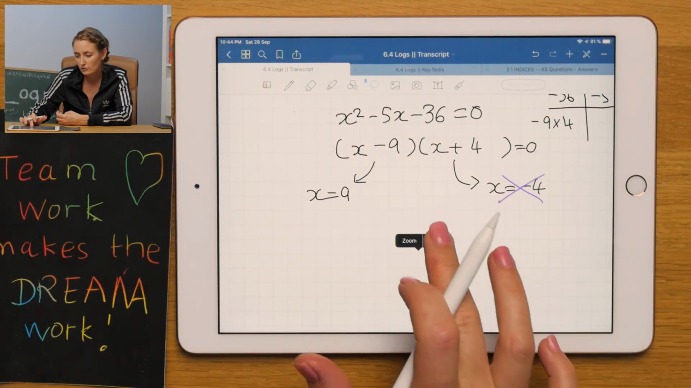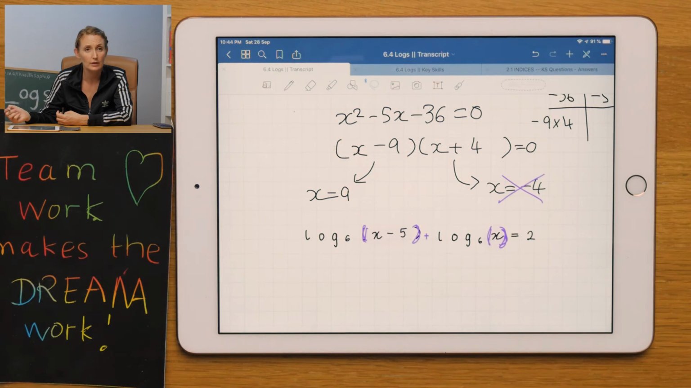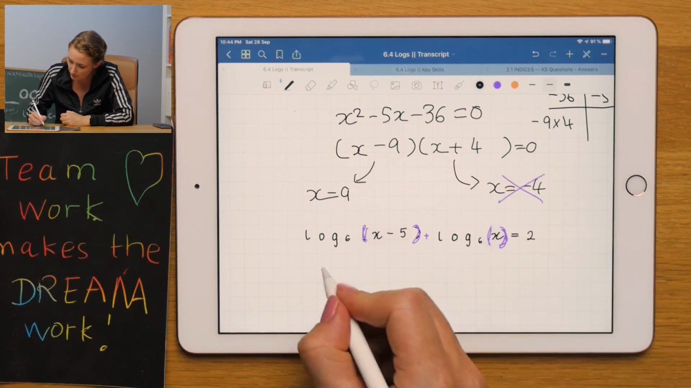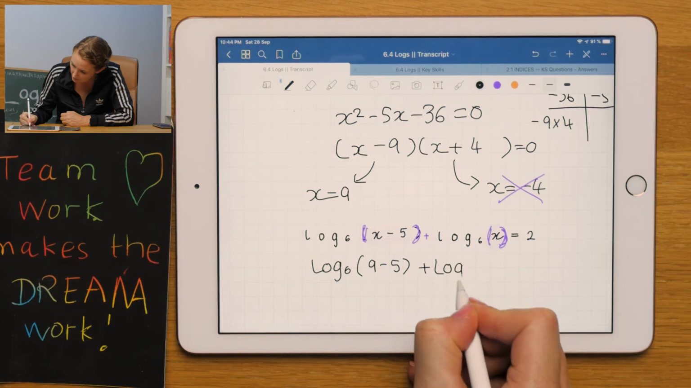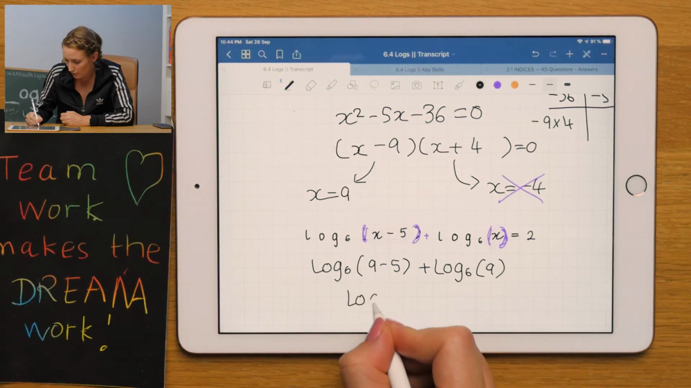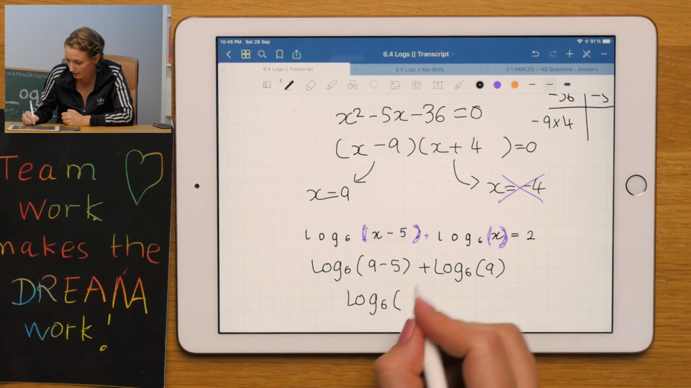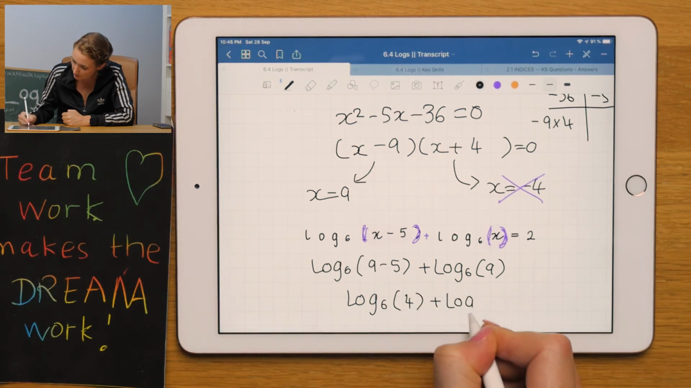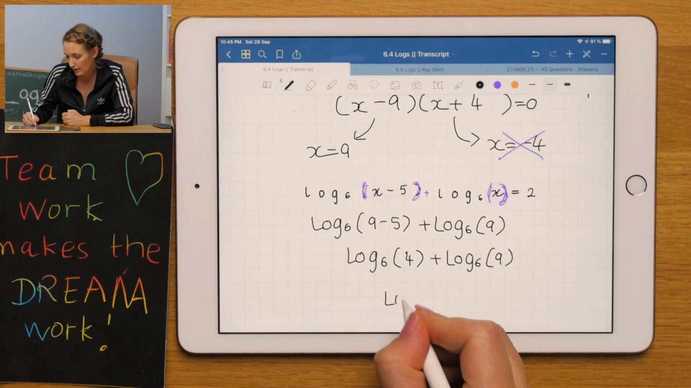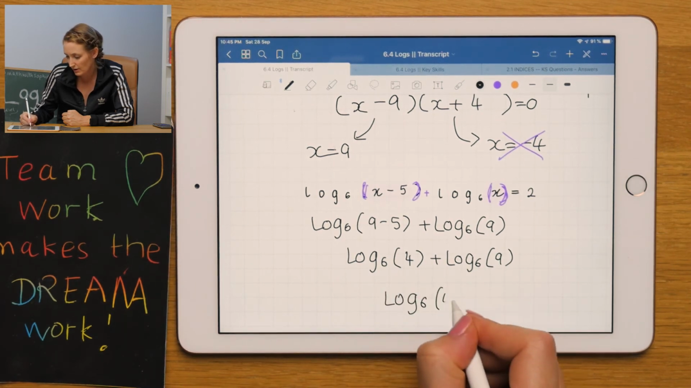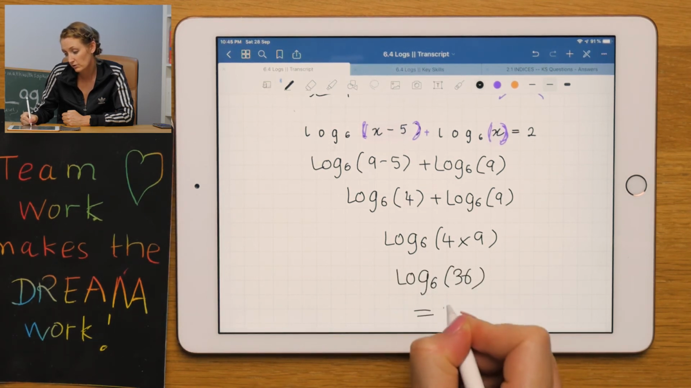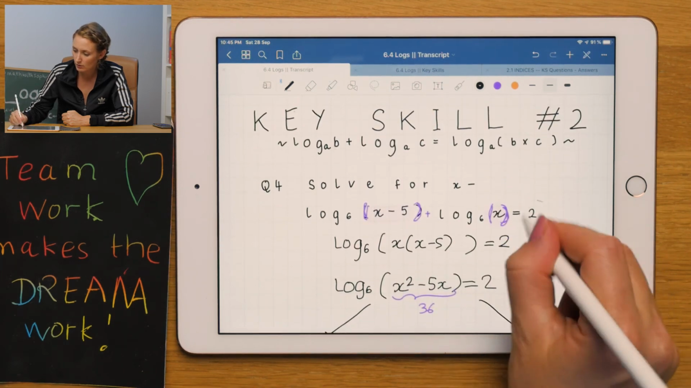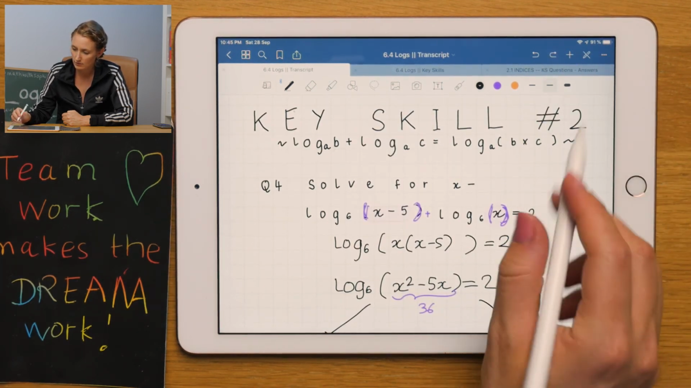You don't get any extra marks for checking your solutions, but it does allow you to find out if you've got any mistakes. So if we've got 9, log base 6 of 9 minus 5 plus log base 6 of 9, which would be log base 6 of 4, plus log base 6 of 9. We can add these two together by timesing. 4 times 9, which is 36. And that would be 2. So we know, because we got an answer 2, when we checked it, that that's correct.